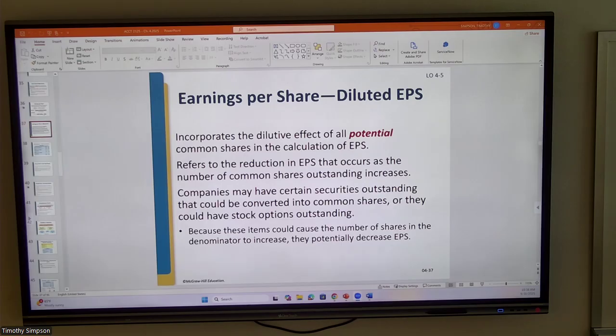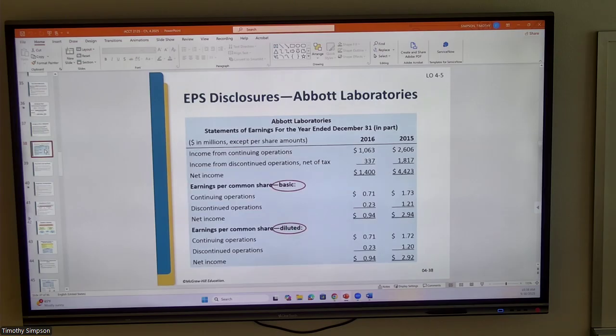Okay. All right. So that's what earnings per share is. There's an example here that we'll talk about, which gets into this. And so this is the Abbott Labs example. At the bottom of their income statement, they're breaking out earnings per share at a basic level, 94 cents a share in 2016. And earnings per share diluted is also 94 cents per share. And so there's not much change there.